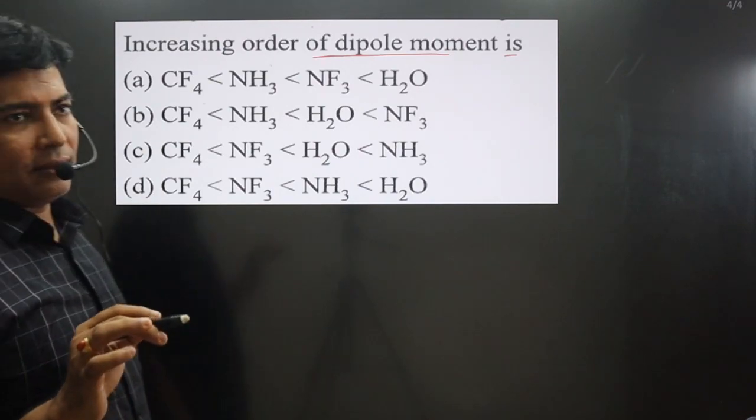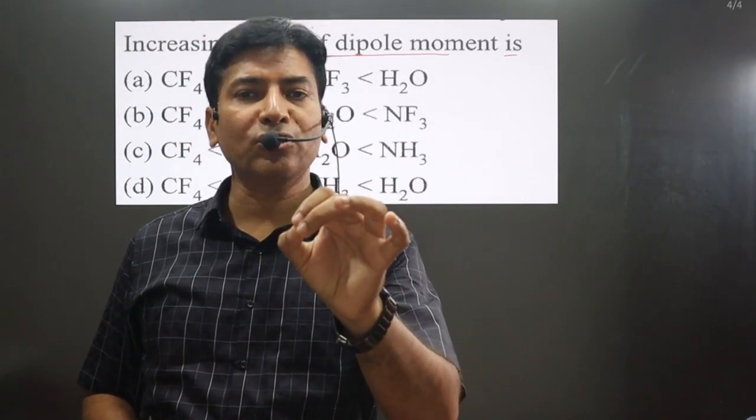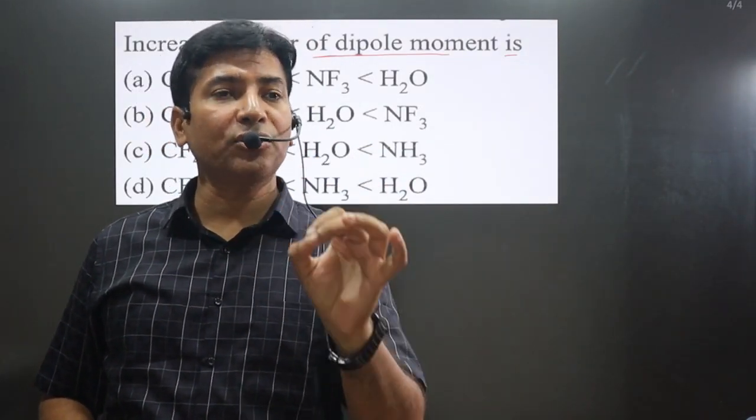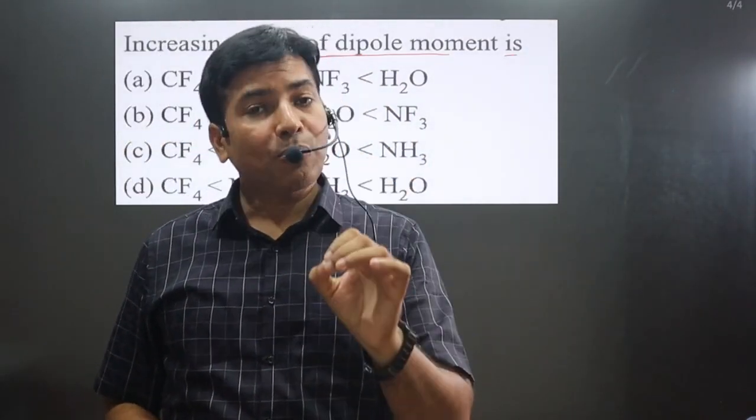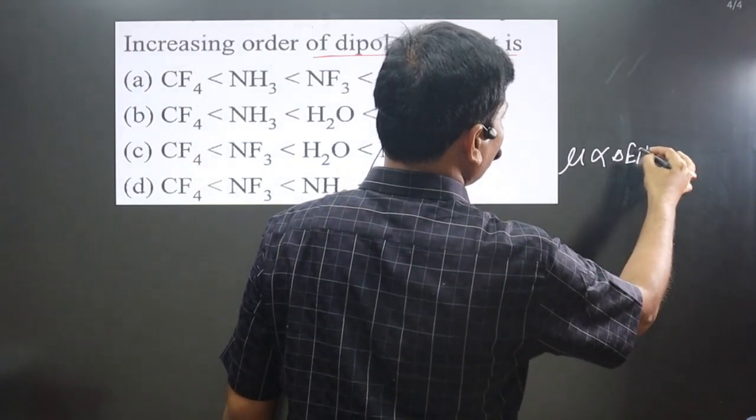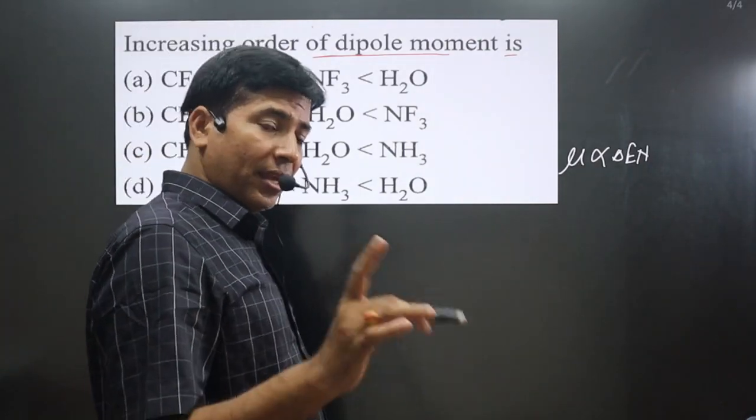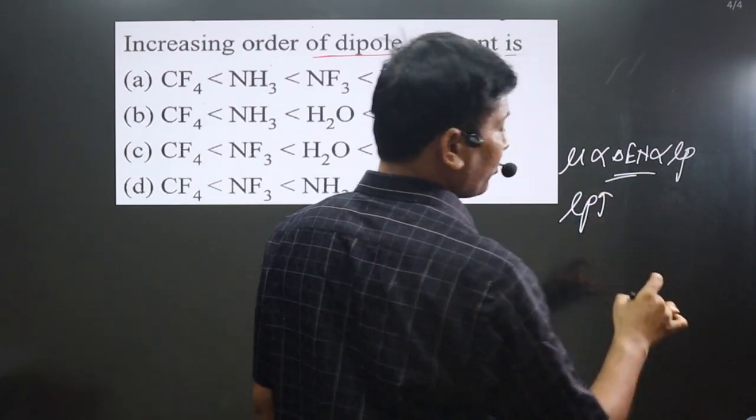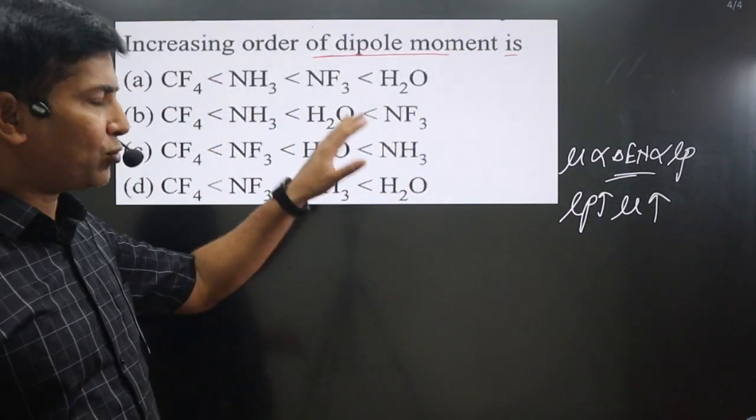Always keep in mind, to determine the dipole moment in a molecule, if the molecule in which the central element is having regular geometry determined by hybridization, it will have zero dipole moment. This is one condition. Another point, dipole moment is directly proportional to the electronegativity difference between the atoms. Higher the electronegativity difference between the atoms, higher the dipole moment. Next point, dipole moment is also directly proportional to lone pair. Higher the number of lone pair over the central element, higher is the dipole moment. So these are the points we are going to use to answer this question.